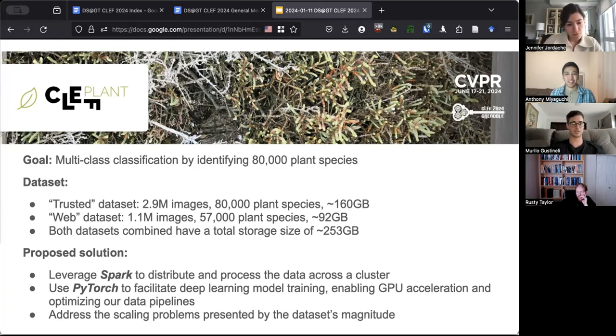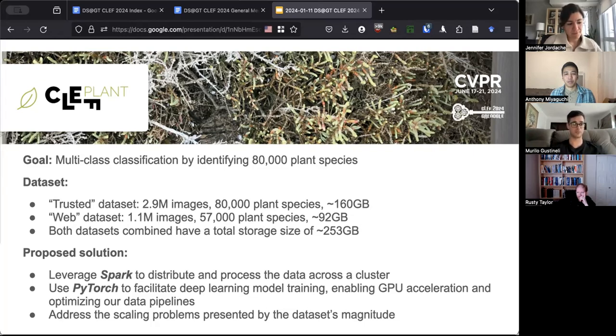Before I dive into our proposed solution, just talk about what has been done last year and what people have been doing for this particular problem. I believe the team that won the competition last year was a lab in South Korea, and they trained 16 RTX 3090 GPUs for 3 months to try to solve this problem. We do not have that amount of computational power and resources, so we're going to take a different approach.